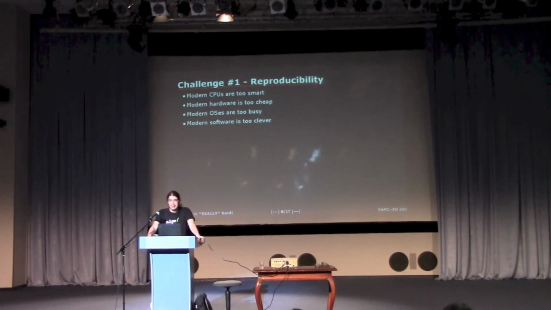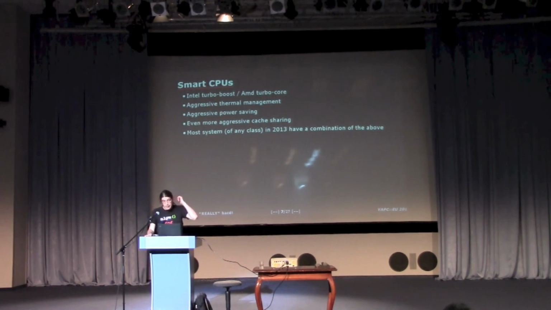There are several reasons for that, and they're outlined here, and we're going to go into detail. But the main points are: the CPUs are way too smart these days, the hardware is cheap, another word for crappy, the operating systems do too much, and the software also, the actual library stack, starting from libc up, is pretty sophisticated at this point. So, smart CPUs. These days, in 2013, you cannot buy a processor which does not have some kind of frequency scaling built in, which is very aggressively used.